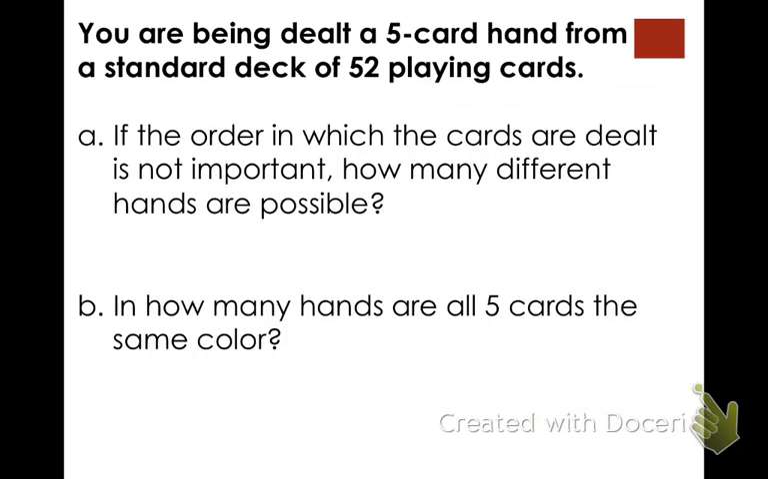So here's an example of a type of problem that's pretty typical when it comes to these combination problems. You're being dealt a 5-card hand from a standard deck of 52 playing cards. The first question is, if the order in which the cards are dealt is not important, how many different hands are possible? Again, we talked about order not being important as the most important thing. That's what tells you that this is going to be a combination.